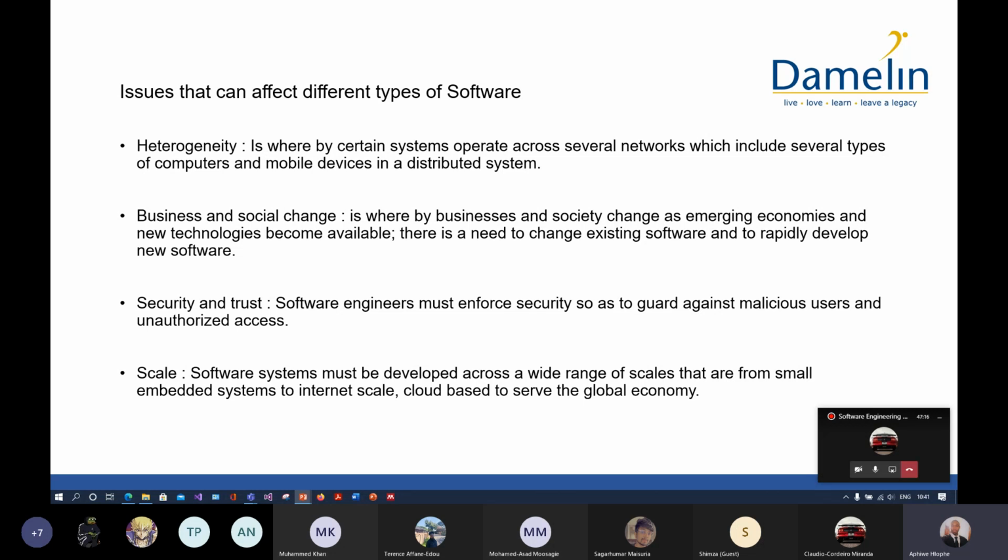So be able to keep track of how the business environment is changing. What are your competitors doing? What's changing socially? What's changing around you? There are emerging economies, there are new technologies that are becoming available. Make sure that you're able to adjust to that.